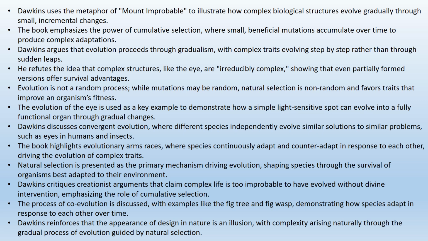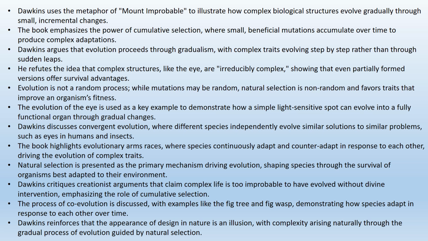Dawkins counters this argument by explaining that evolution is not a process of pure chance. While mutations themselves may be random, natural selection is a non-random process that favors beneficial adaptations and weeds out harmful ones. He argues that it is not the probability of a complex structure arising in a single step that matters, but the probability of small incremental changes accumulating over time. When viewed through the lens of cumulative selection, what initially seems improbable becomes not only possible, but inevitable.